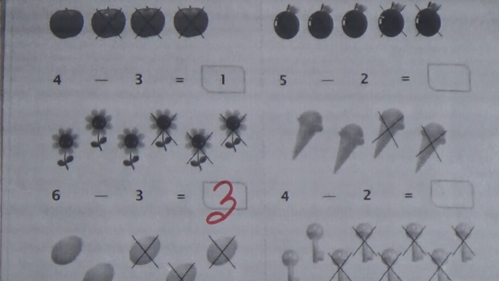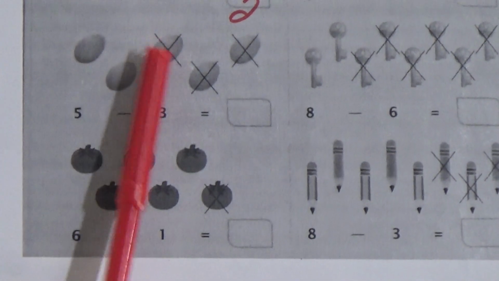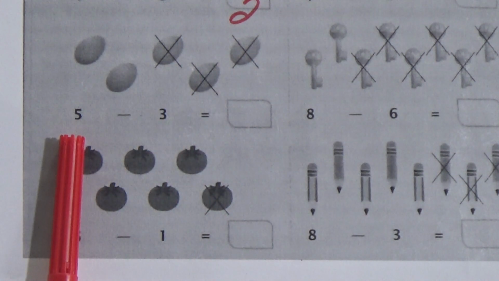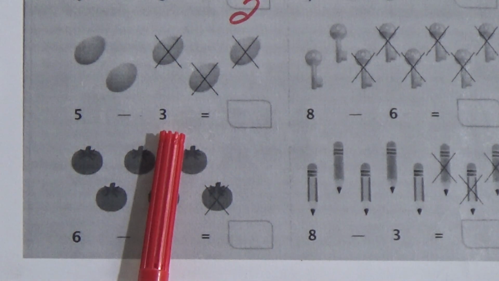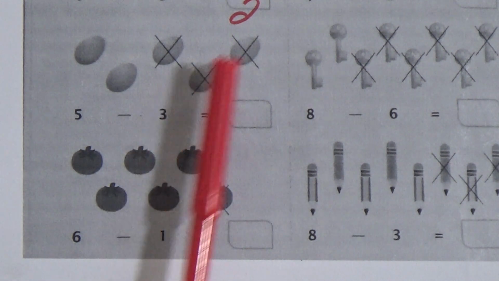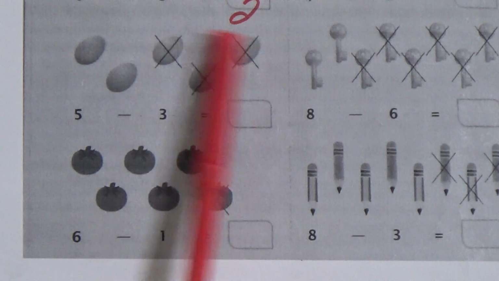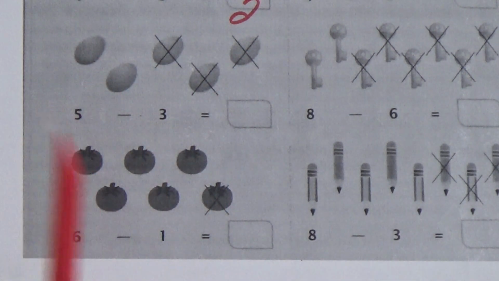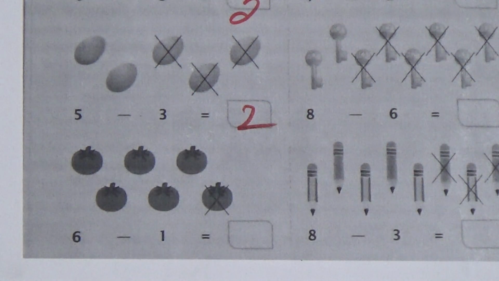Now next one. These are eggs. How many eggs here? 1, 2, 3, 4, 5. 5 eggs. We have to subtract 3 eggs. It means that we can cross out 3. 1, 2, 3. These 3, if we cross out, how many left here? 1, 2. So if we subtract 3 from 5, we will get 2. Okay, dear students. Now see the next one.